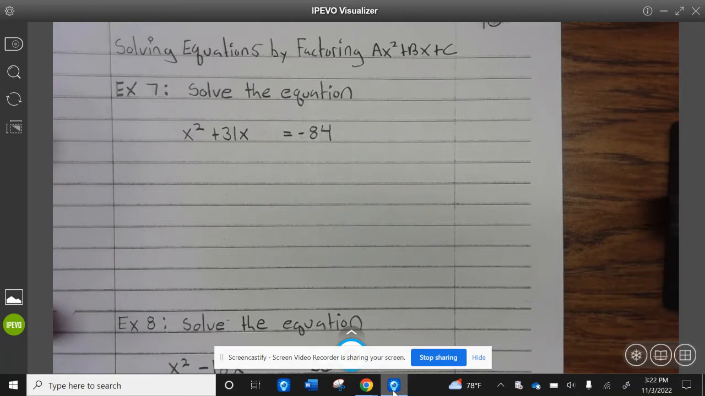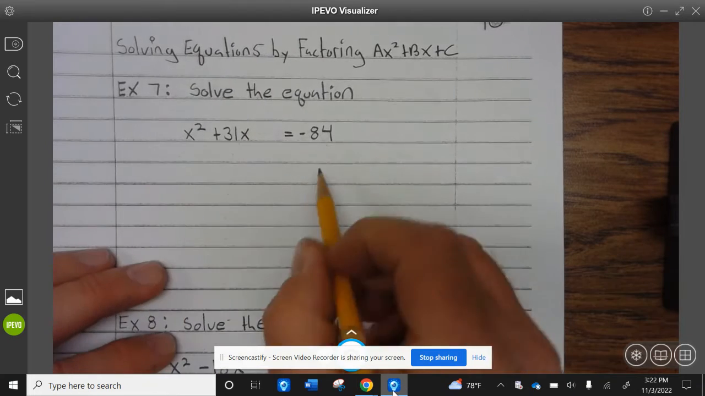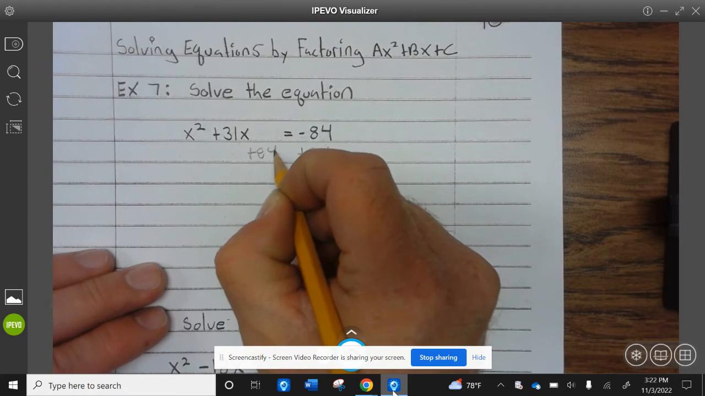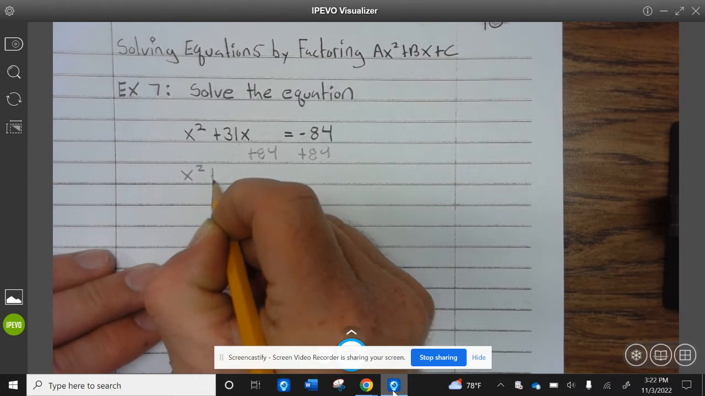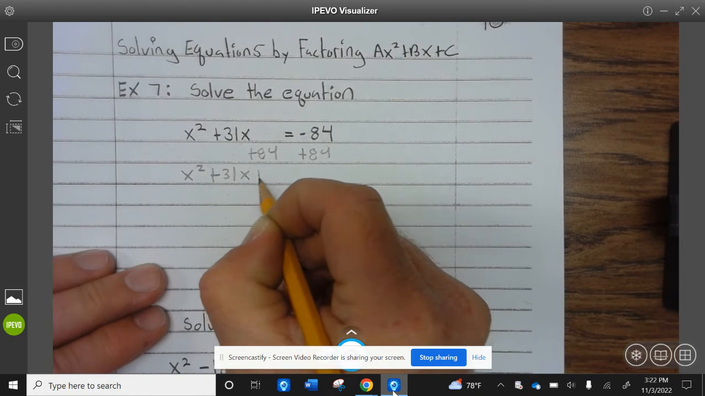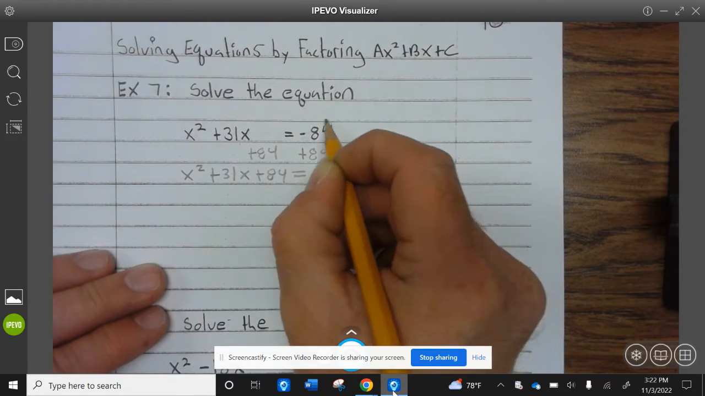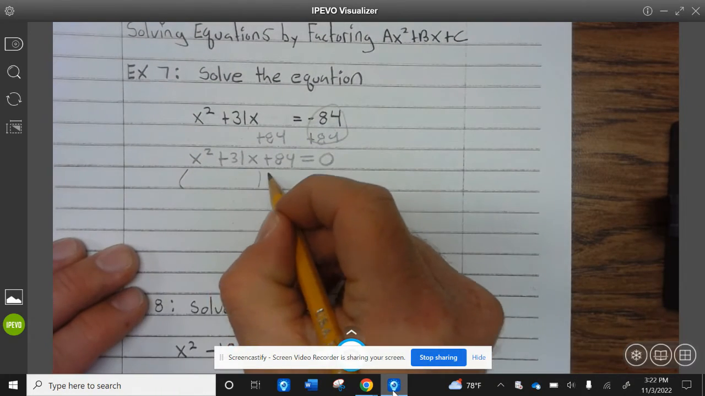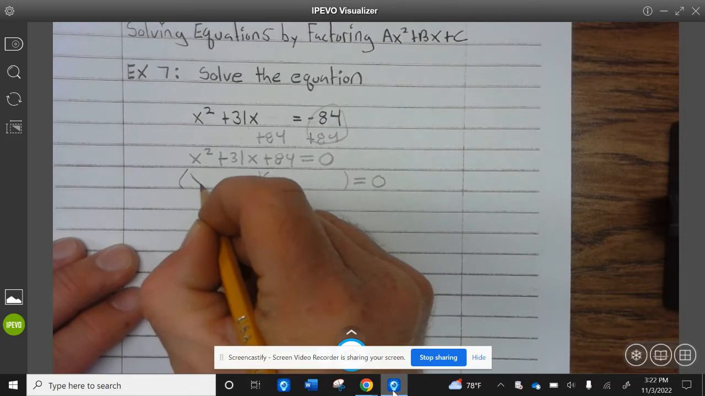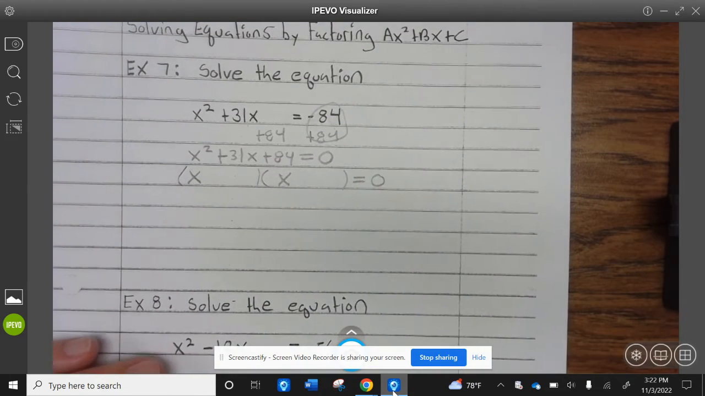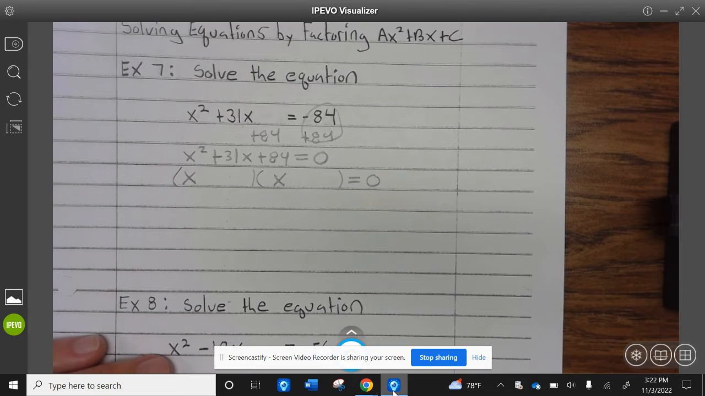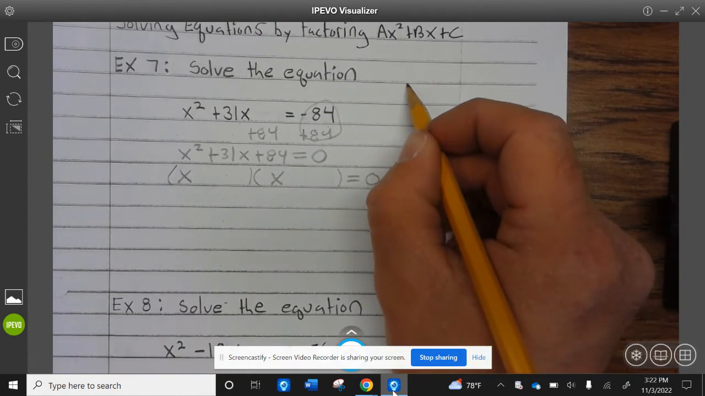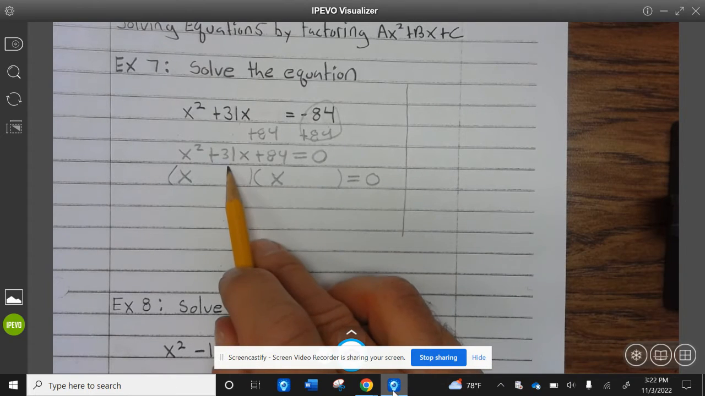All right, example 7. Now to solve, we need to move everything to the left side. So we're going to add 84 to both sides. So you get x squared plus 31x plus 84 equals 0. Now, x squared means 2 parentheses. We know that x and x makes x squared. Okay, now we need to figure out what numbers multiply to give you 84 combined to be 31.